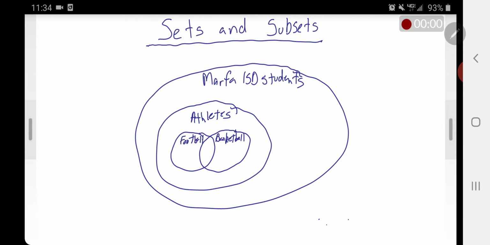And since all football players are athletes and all basketball players are athletes, both of those are subsets of athletes, hence why they are smaller circles within the bigger circle. And once again, all athletes are Marfa ISD students. Therefore, athletes is a subset of the Marfa ISD students. Hope that can clear things up when we start going over this with the number systems.